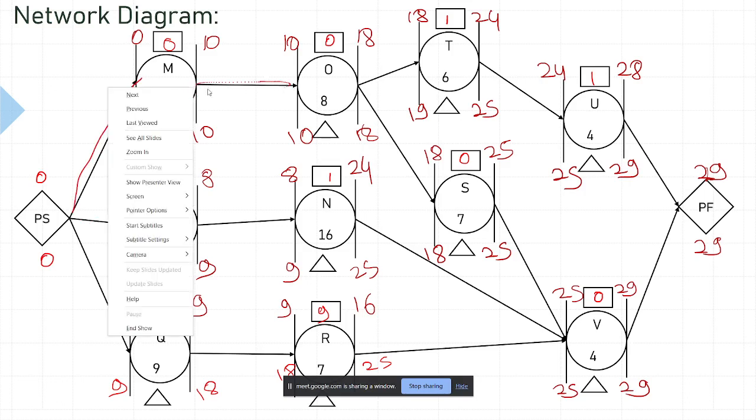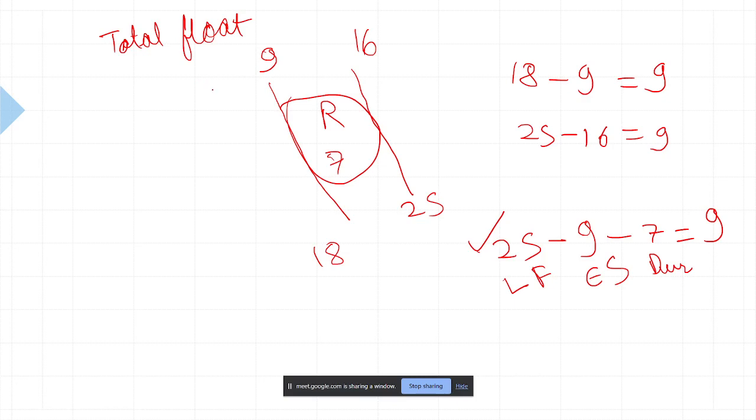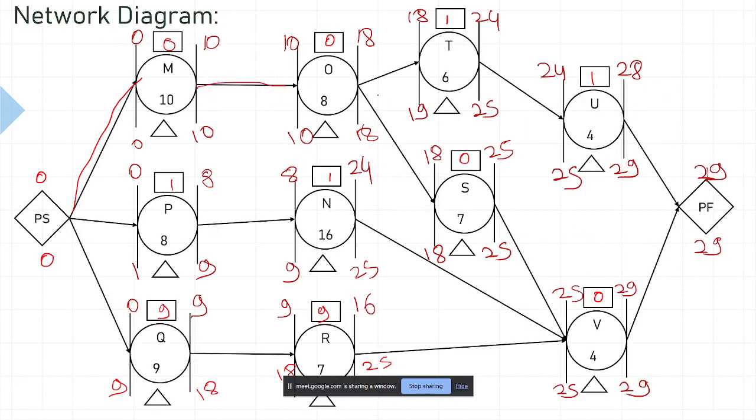Then we move on to this. We move here, here, and reach the project finish. So it comes at MOSV, right? Yes, sir. MOS. Okay. What about free float?